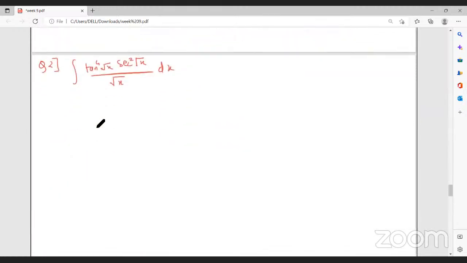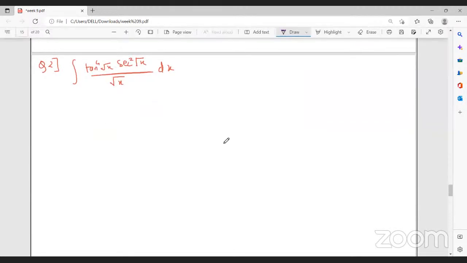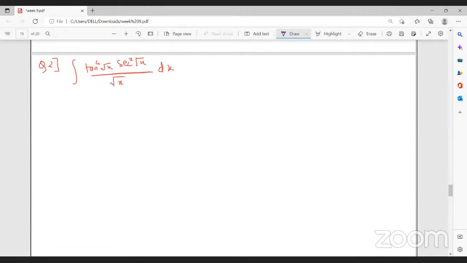Let us take one more complex example. Here, can anyone tell me for which function I have to substitute?